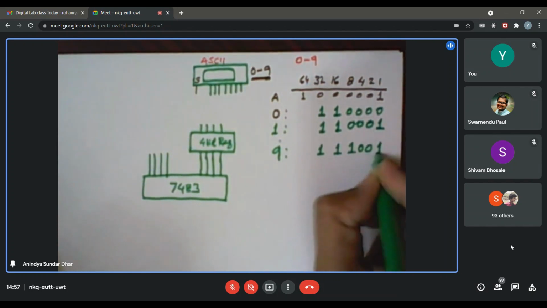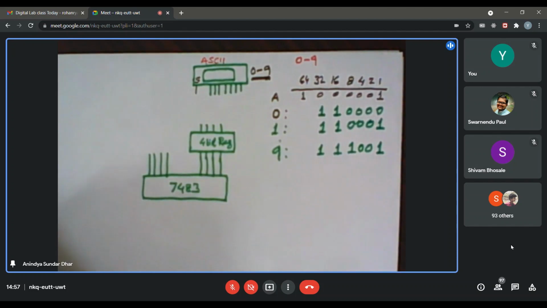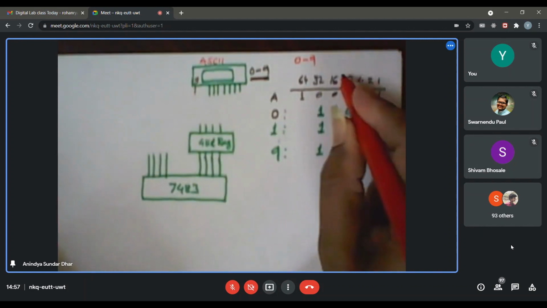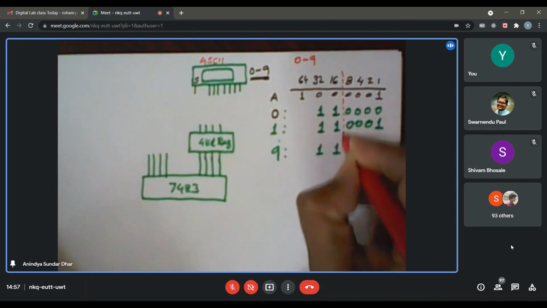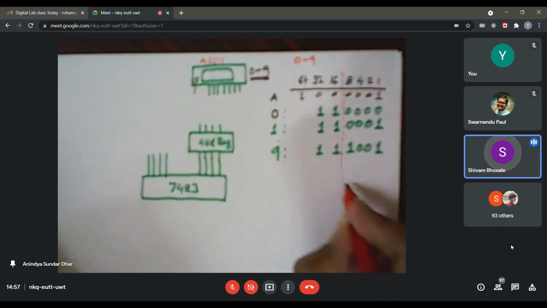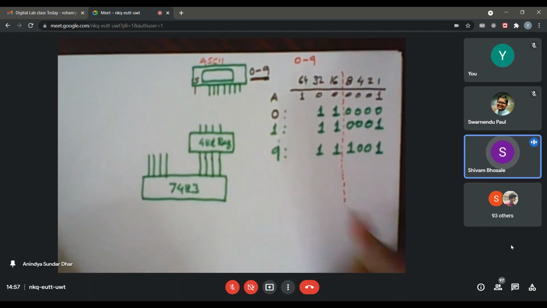Okay. So I think you are very correct. If you ignore the first 3 most significant bits, and you just pick up the least significant 4 bits, we can use the 64 bit as the strobe signal.